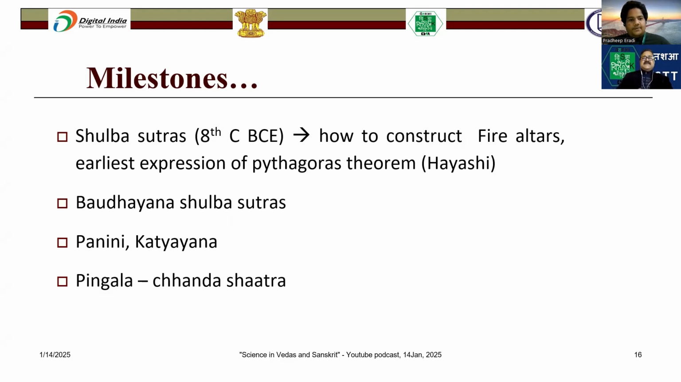And Panini and Katyayana also, they were grammarians, but they may have been mathematicians, because Panini's definition of zero morpheme, people say, is the first expression of what zero actually is. Katyayana is also said to be a grammarian as well as mathematician. Pingala, though, was a linguist, Chanda Shastri. His Chanda Shastra is very, very famous, but he certainly may have been a mathematician.